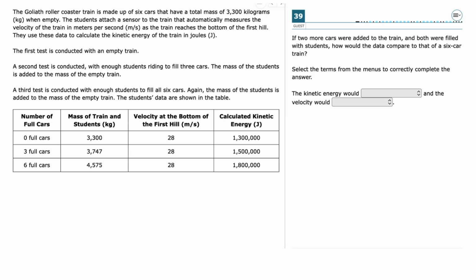This question is about how kinetic energy and velocity are affected when the mass of the roller coaster train increases. The students tested how the roller coaster performs when carrying different numbers of full cars loaded with students and recorded both the velocity at the bottom of the first hill and the calculated kinetic energy in joules. In all three tests, whether the train is empty, half full, or completely full, the velocity stays the same at 28 meters per second. However, the kinetic energy increases as the mass increases.